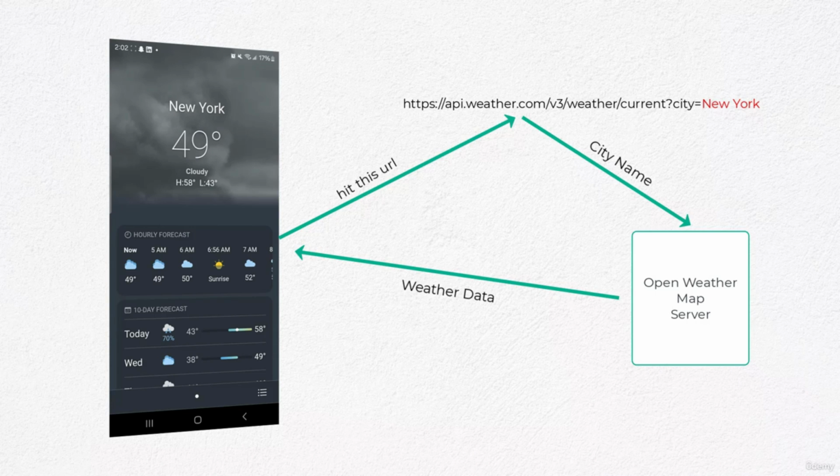So when we hit this URL, the servers know that they need to return the weather detail of this particular city, and once they return the data we can read it and display it to the user as per our needs. So this is the whole process of making an API call.